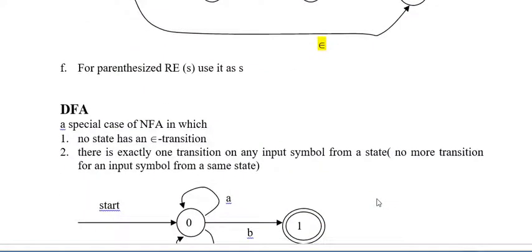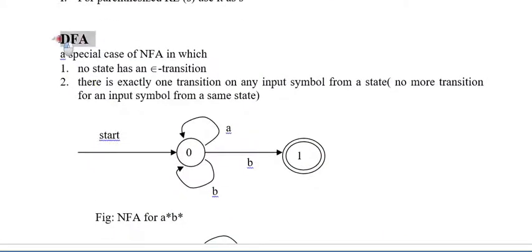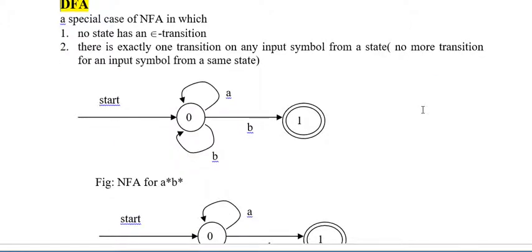Now moving on to the next, which is DFA. We already know what DFA is, which is deterministic finite automata. There are some differences between NFA and DFA. What is the main difference? No state has an epsilon transition in the DFA, but in NFA there are epsilon transitions. And the second one is there is exactly one transition on any input symbol from a state, no more transitions for an input symbol from the same state.